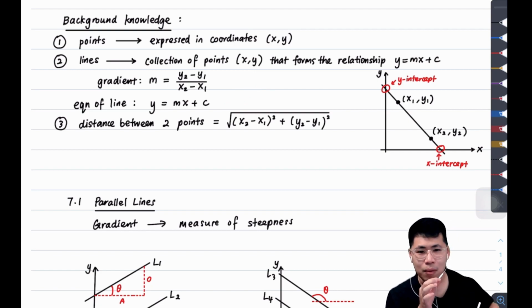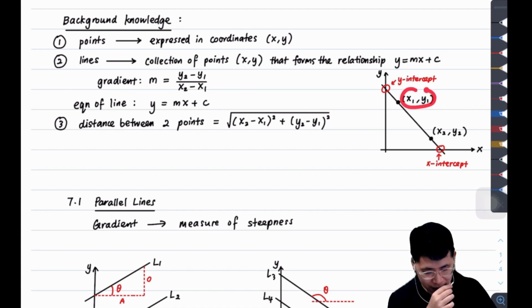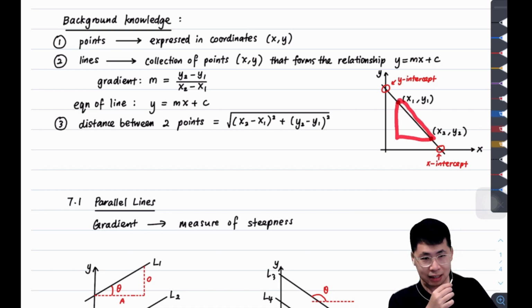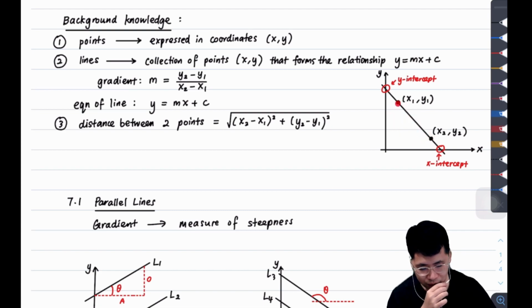And whenever we want to find the equation of a line, we need one gradient and 1 point. Then point 3, we're going to look at the distance between 2 points, where the distance between x1, y1 and x2, y2 will use the Pythagorean theorem, the extension of the Pythagorean theorem on coordinate systems. So you have the change in y and change in x to give you the diagonal. With this, let's move on to 7.1.